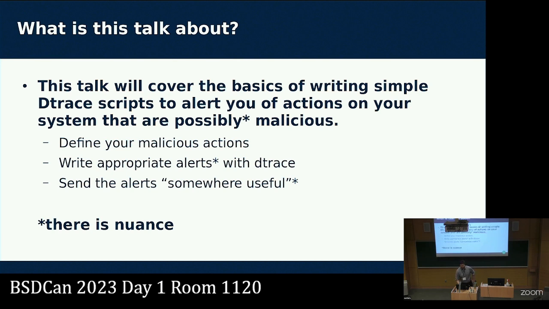So what are we going to talk about here? We're going to talk about the basics of writing simple Dtrace scripts to look for specific behaviors on your operating system. And this is kind of the workflow. We're going to talk about finding malicious actions, executing them on your box, and then profiling them with Dtrace, and then writing appropriate alerts, and then alerting on them later.